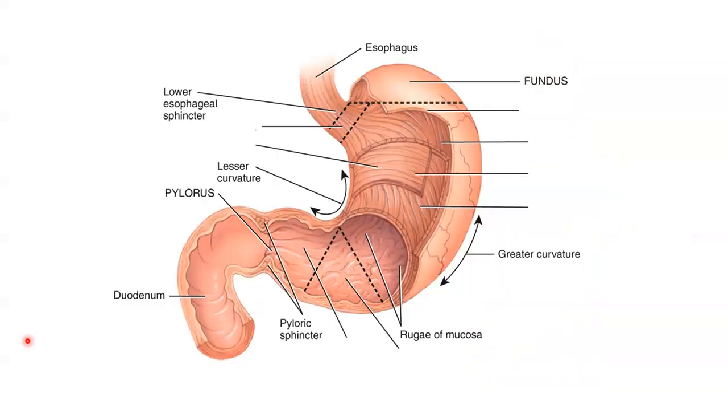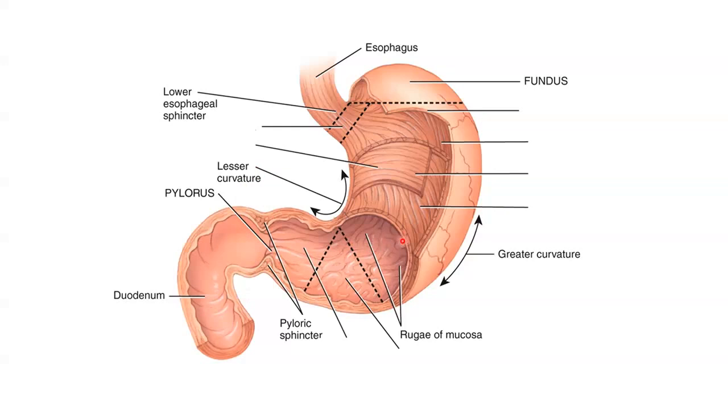So, a close-up image of the stomach. I'm not going to test you on this, but the top part of the stomach is called the fundus. This bottom part is called the pylorus, hence why we have the pyloric sphincter. This medial border of the stomach is what we call the lesser curvature, and the lateral border is our greater curvature. Down here, you can see that smooth muscle pyloric sphincter, which will regulate the movement from the stomach into the first part of the small intestine.